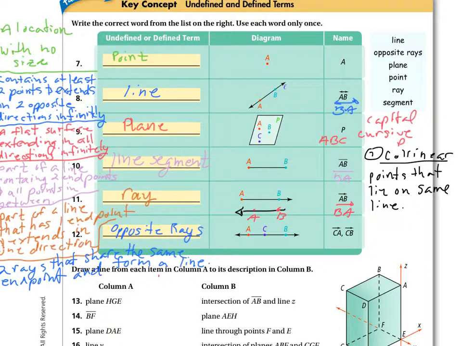And then they're going to use something called coplanar. Coplanar. What do you think coplanar means? If things are coplanar. There you go. Thank you. So coplanar would be points and lines because planes contain both points and lines. So points and lines that lie in the same plane.